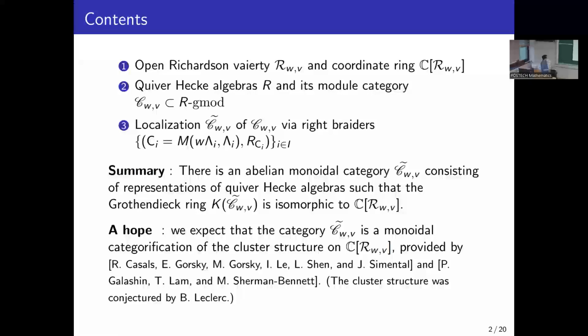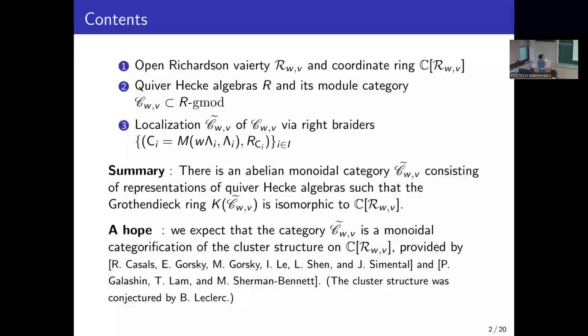And third, the localization of this category, which I denote by C_{w,v} tilde. We use a real commuting family of graders. The term is just our terminology. You consider a set of simple objects in this category, that is, a set of simple modules over the associative algebra called the quiver Hecke algebra, together with some functorial morphisms. We need some functorial morphisms for each simple object. If we have a family of such pairs satisfying some nice properties, then we call it a real commuting family. The third item says that if you have such a nice family, then you can construct a localization of this monoidal category with respect to this family of simple modules.